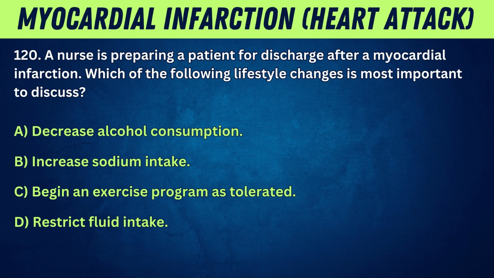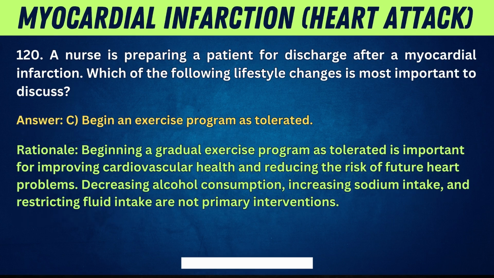120. A nurse is preparing a patient for discharge after a myocardial infarction. Which of the following lifestyle changes is most important to discuss? A. Decrease alcohol consumption. B. Increase sodium intake. C. Begin an exercise program as tolerated. D. Restrict fluid intake. Answer: C. Begin an exercise program as tolerated. Rationale: Beginning a gradual exercise program as tolerated is important for improving cardiovascular health and reducing the risk of future heart problems. Decreasing alcohol consumption, increasing sodium intake, and restricting fluid intake are not primary interventions.